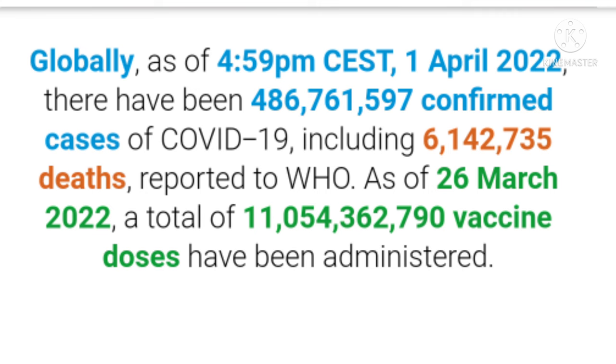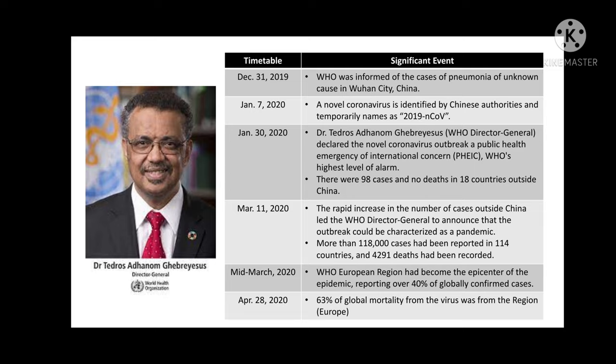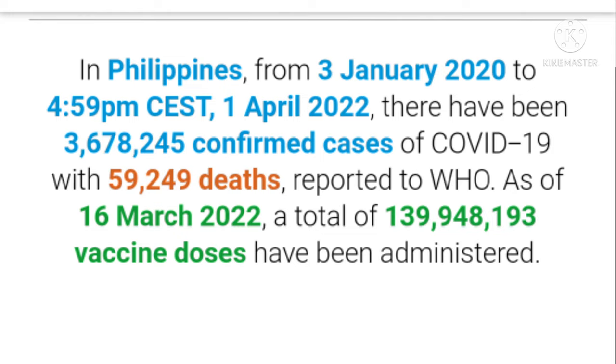The next following figures are focused more on the Republic of the Philippines, so kindly take note of this as well. From January 3, 2020 to April 1, 2022, there have been 3,678,245 confirmed cases of COVID-19 with 59,249 deaths that are already reported to the World Health Organization. And as of March 16, 2022, a total of 139,948,193 vaccine doses have been administered to the Filipinos.